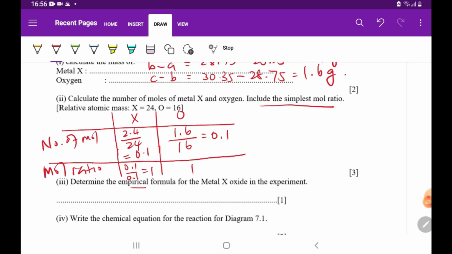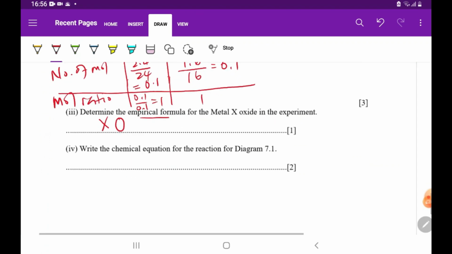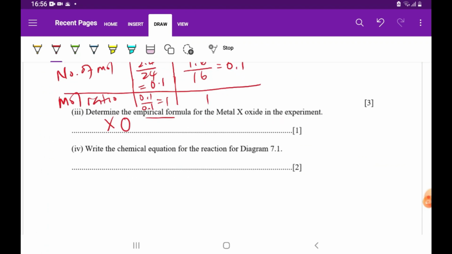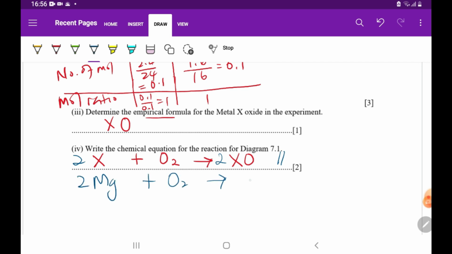Then what is the empirical formula? It should be X1O1. Then write the chemical equation for the reaction. X reacts with oxygen to produce XO. Then you need to balance the equation, so times 2, then this one times 2. And actually, you can also replace X with magnesium because X is magnesium. So magnesium reacts with oxygen, then produces magnesium oxide.